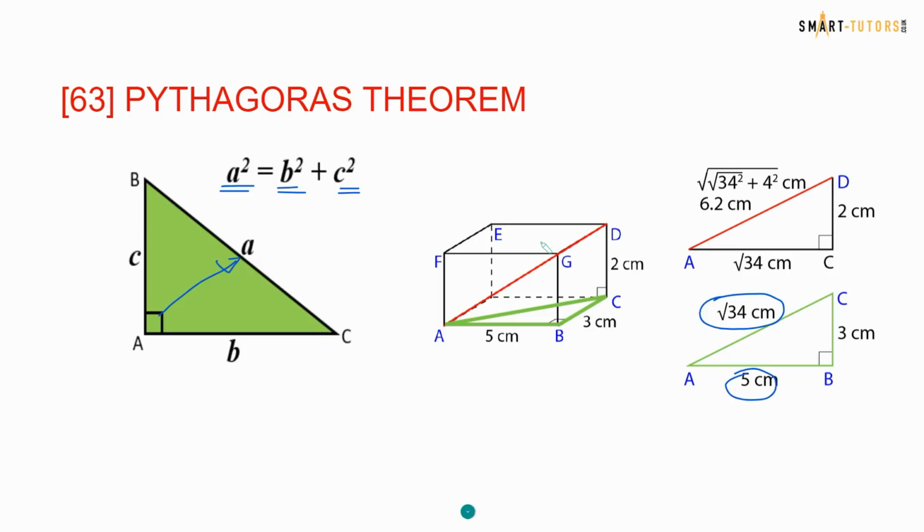5 squared is 25, 3 squared is 9, 25 plus 9 is 34, and the square root of 34 is the AC line. Using the AC line, you can see another triangle ACD which is also 90 degrees. In ACD, you know AC and CD is 2 centimeters, so you find out AD squared. So square them, add them and square root them.